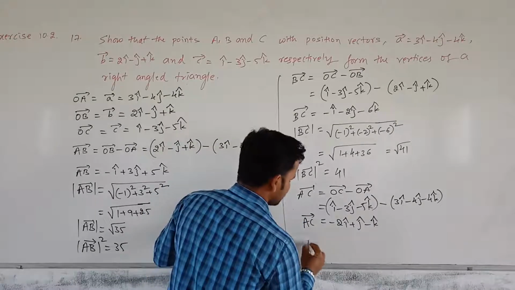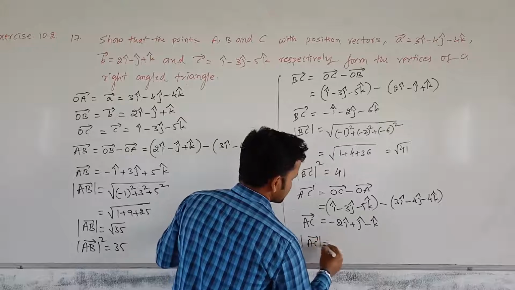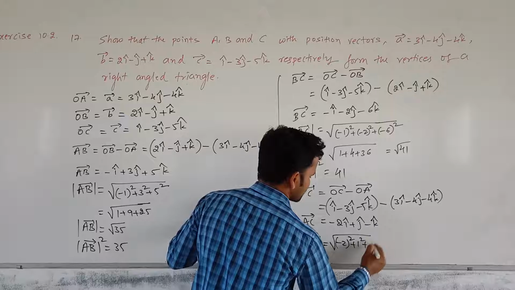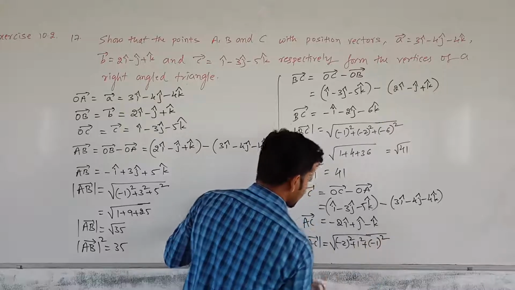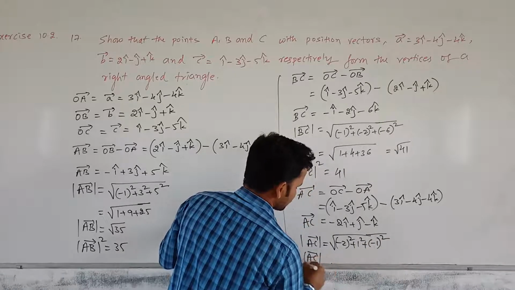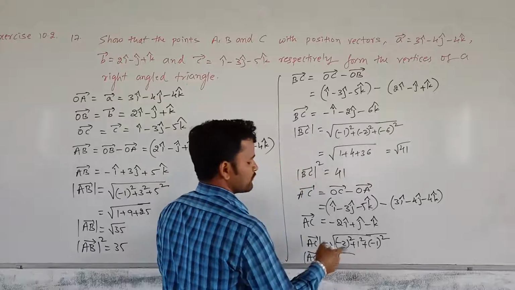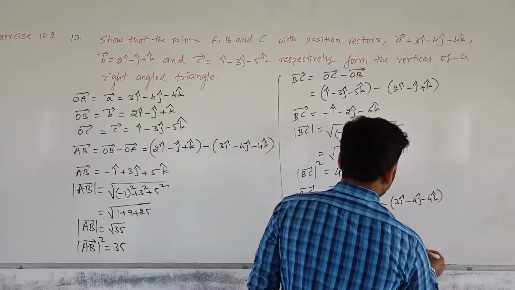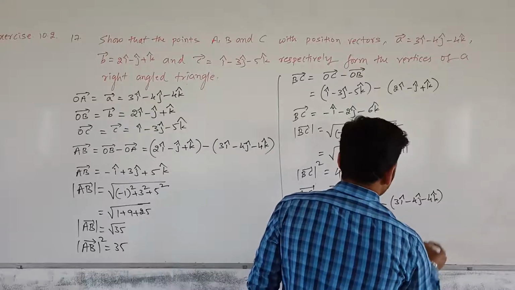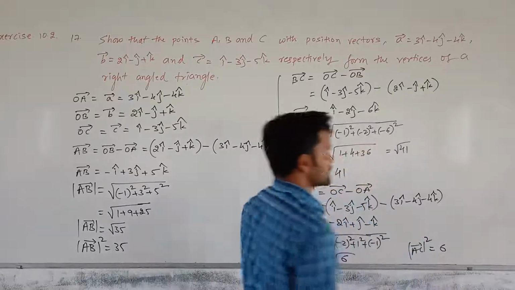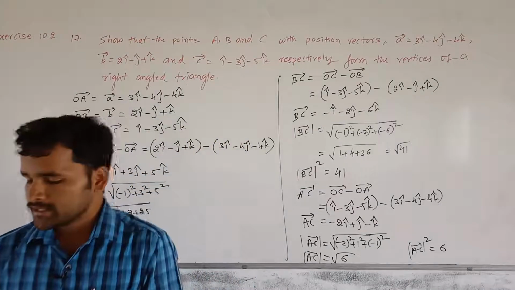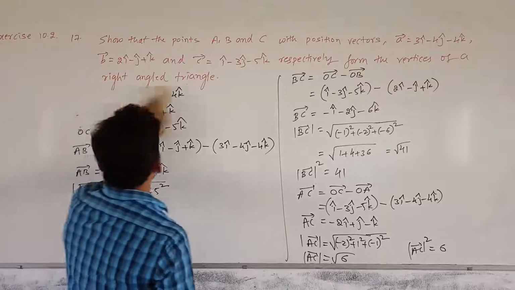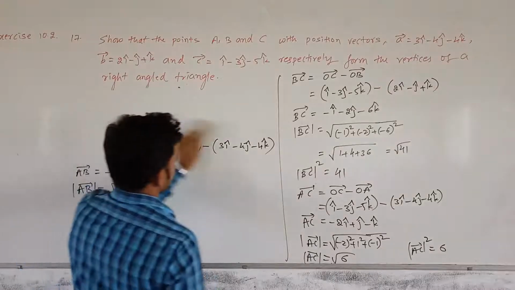What is this? This is vector AC. Then what about its magnitude? Magnitude of vector AC is equal to the square root of minus 2 square plus 1 square plus minus 1 square. So we have the magnitude of vector AC equal to the square root of 4 plus 1 plus 1, that is the square root of 6. Then if you square, magnitude of AC square is equal to 6. Now the sum of squares of two sides, will it be equal to the hypotenuse? Let us check it.